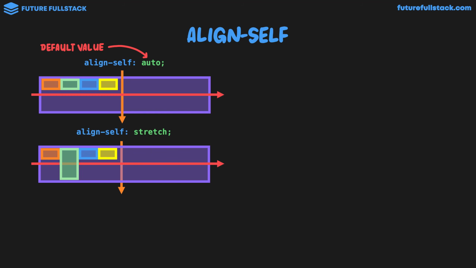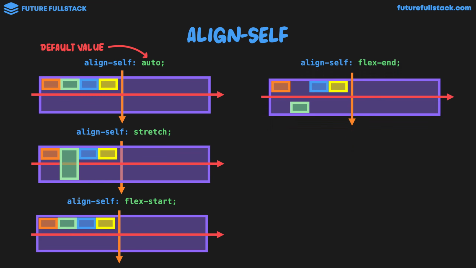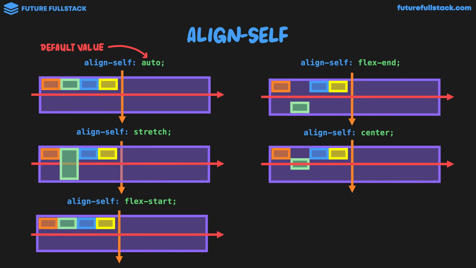The next value is align-self: stretch, which when applied to a flex item, will stretch that flex item along the cross axis. The next value is flex-start, which would position an individual flex item at the start of the cross axis. Now, if no align-items value is on our flex container, then we're not going to see any effect here. But if we did have align-items set to flex-end, we would then see our flex items at the bottom of the cross axis and a single flex item at the start of the cross axis. The next value is align-self: flex-end, where we would now see a flex item at the end of the cross axis. The next value is align-self: center, which would position an individual flex item in the center of the cross axis.